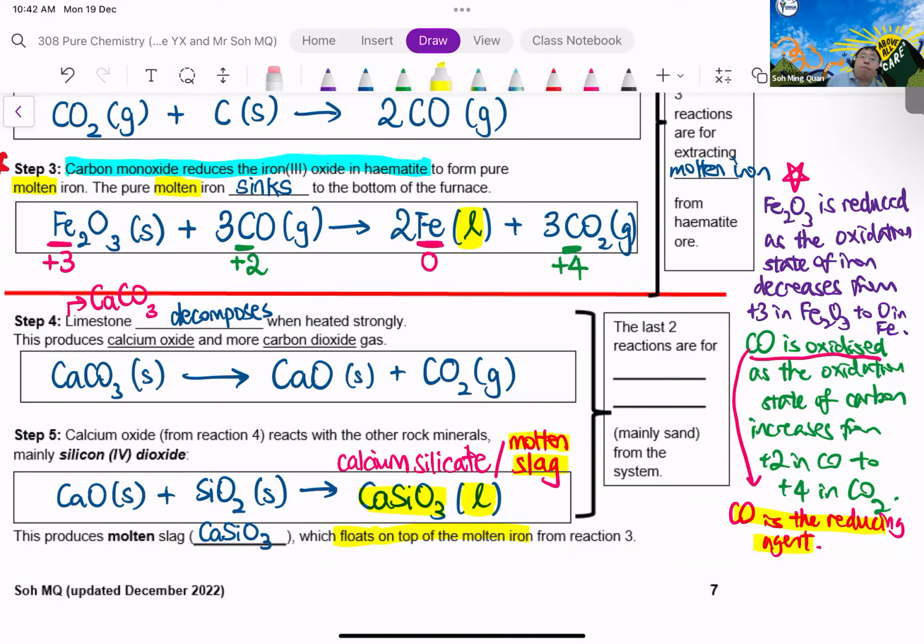So what is the purpose of doing this? Now, you will see in step 5, you have calcium oxide and silicon dioxide. They are both oxides. So you've got to remember, when did we learn about oxides? You learn about oxides and types of oxides under acids and bases, right? Calcium is a metal, so calcium oxide is a metal oxide. Metal oxides are basic.